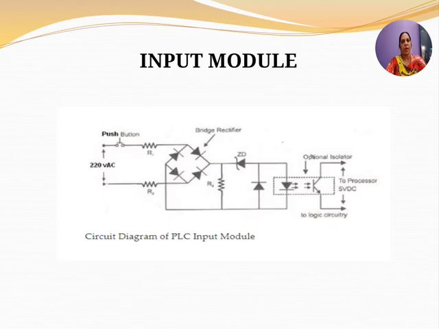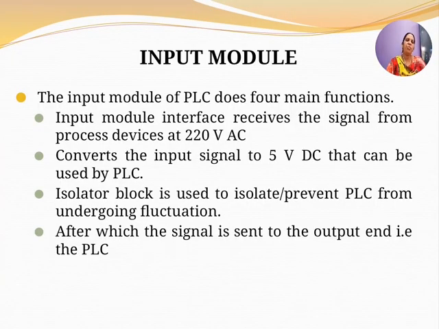So the input module does four main functions. The input module interface receives the signal from the process device at 220 volts DC. So what does the input module do? It receives the signal.